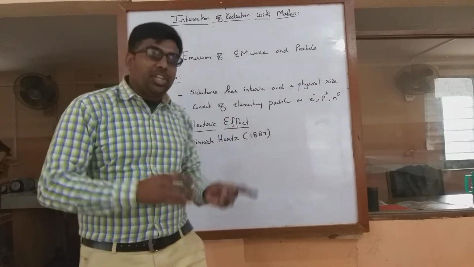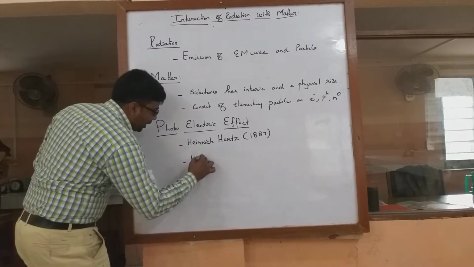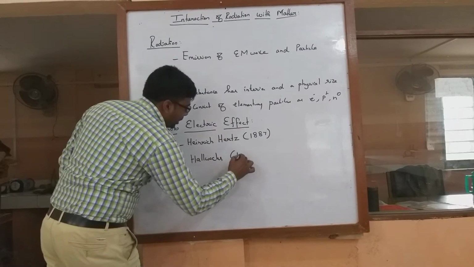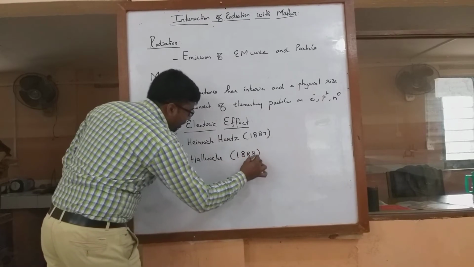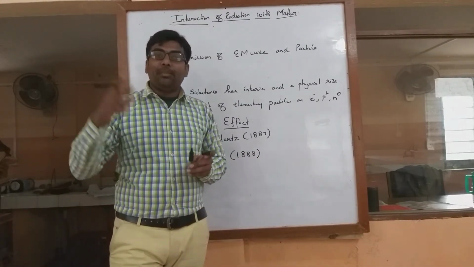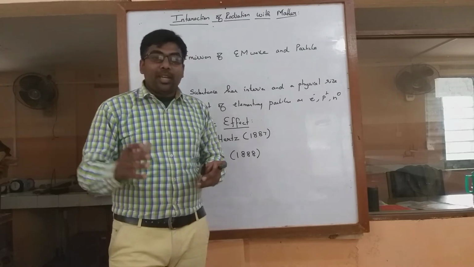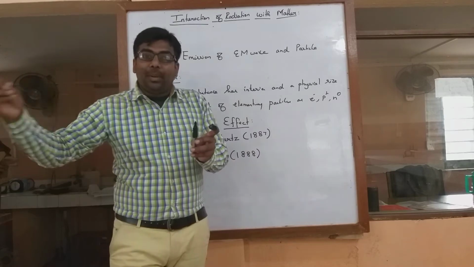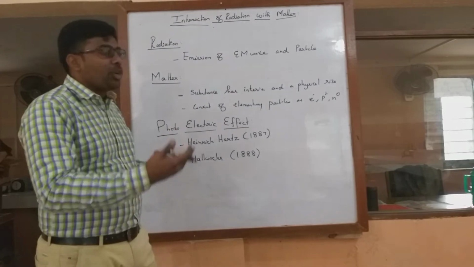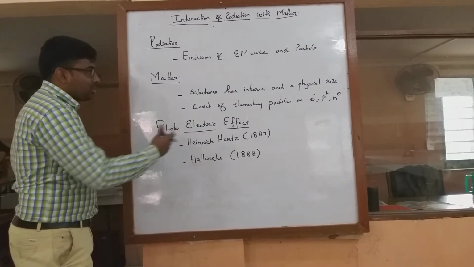It's just the beginning. Later on, after a year, in the year 1888, Hallwachs and his associates proved experimentally, by doing an experiment, that when a beam of light falls on a particular object, it emits a particle. By sending a wave, how we can emit a particle, that is what we are dealing with, the interaction of radiation with matter. So in order to understand this briefly, we have to move on to the Hallwachs experiment.